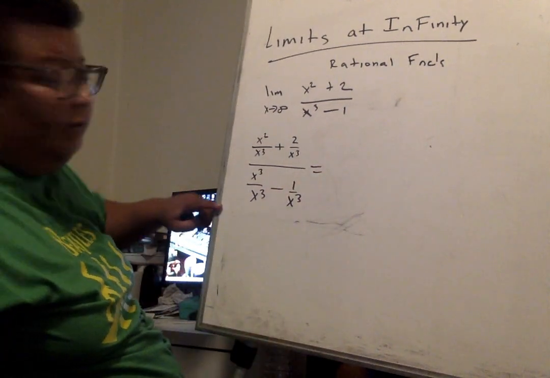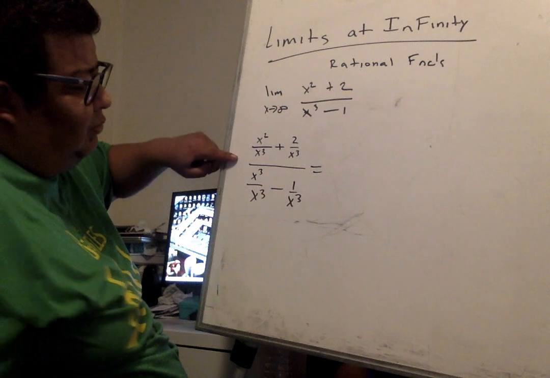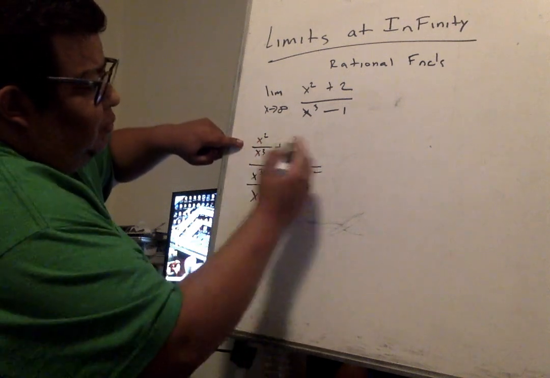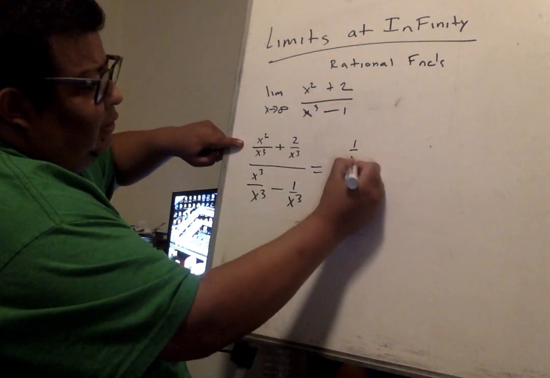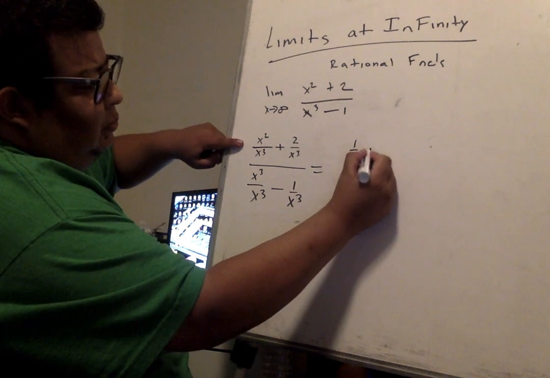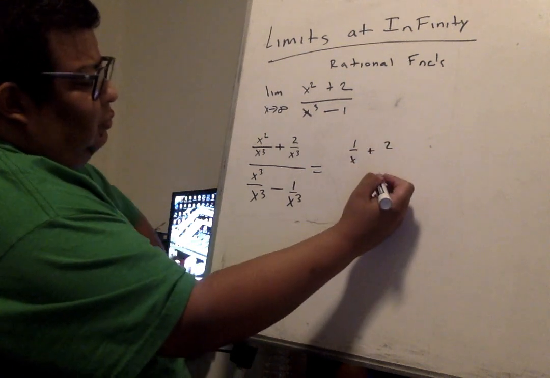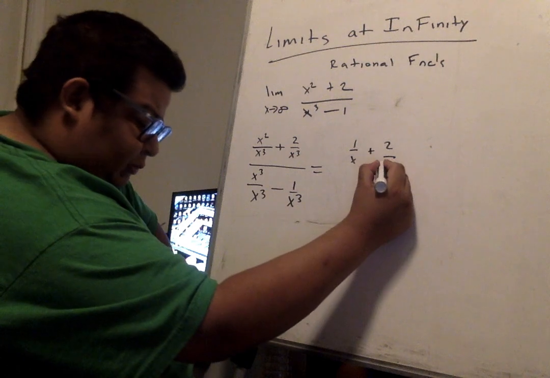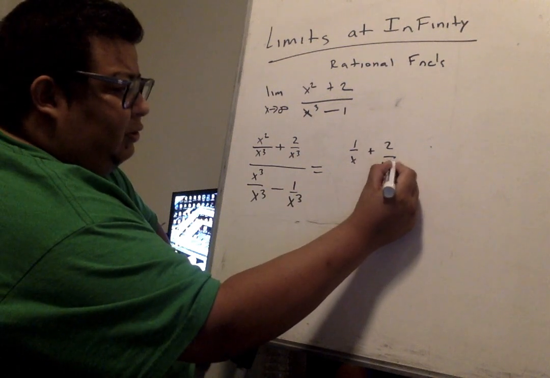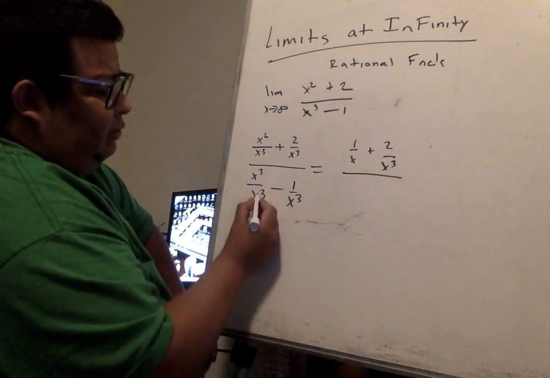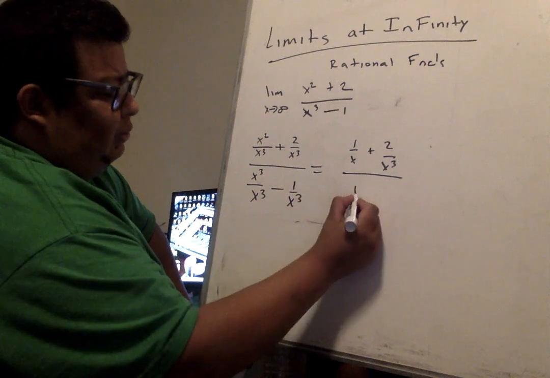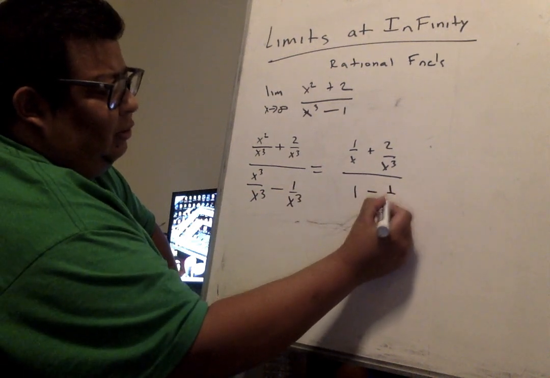Now we simplify this rational function. So we're going to be left with 1 over x plus 2 over x cubed. Then x cubed over x cubed, that's 1 minus 1 over x cubed.